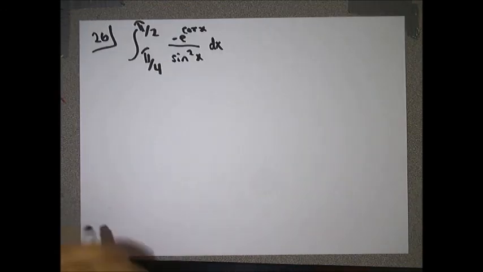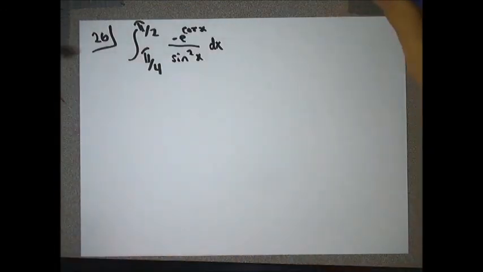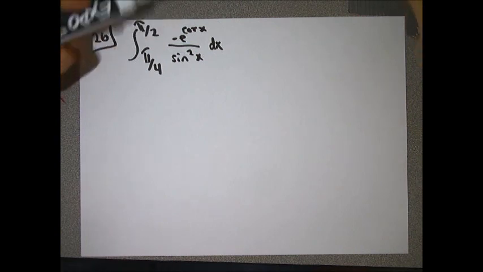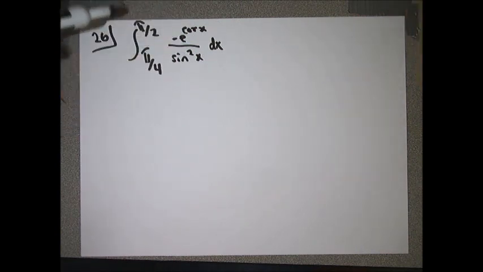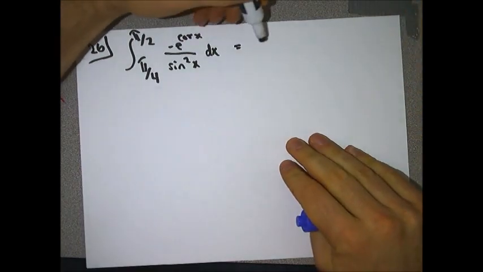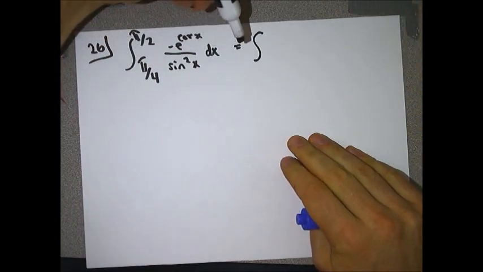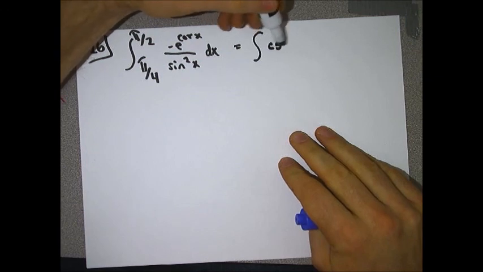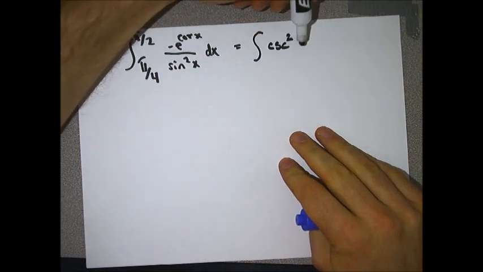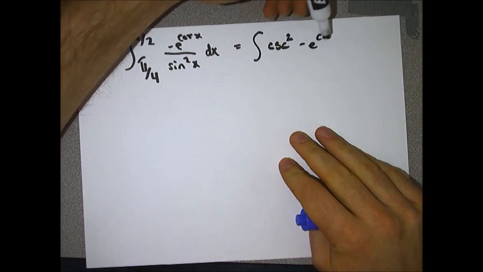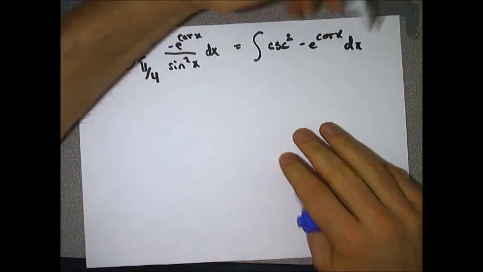Okay, number 26 asks us to integrate from pi over 4 to pi over 2. So a lot of things going on. Typically when you see a trig function in the bottom, you want to try to find a way to flip it and bring it to the top. So I'm going to rewrite this as the integral. If I flip sine squared, I really have cosecant squared and then negative e to the cotangent x dx.